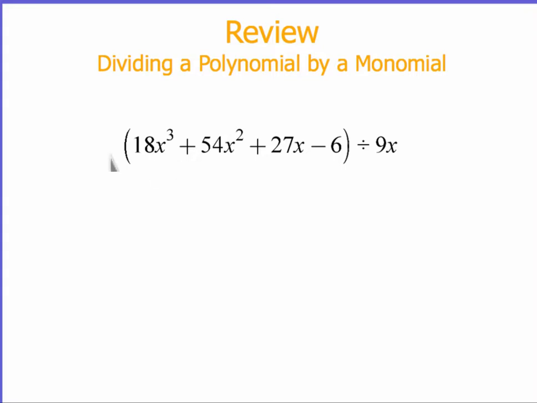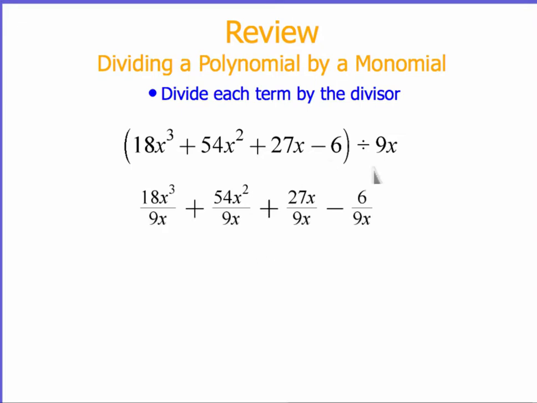If I wanted to divide 18x cubed plus 54x squared plus 27x minus 6, all divided by 9x, what I would do is just divide each one of these terms by our divisor, 9x. Working with these one by one, 18x cubed divided by 9x: 18 divided by 9 is 2, x cubed divided by x is x squared. 54 divided by 9 is 6, and x squared divided by x is x. 27 divided by 9 is 3, and x divided by x, these x's cancel each other out.